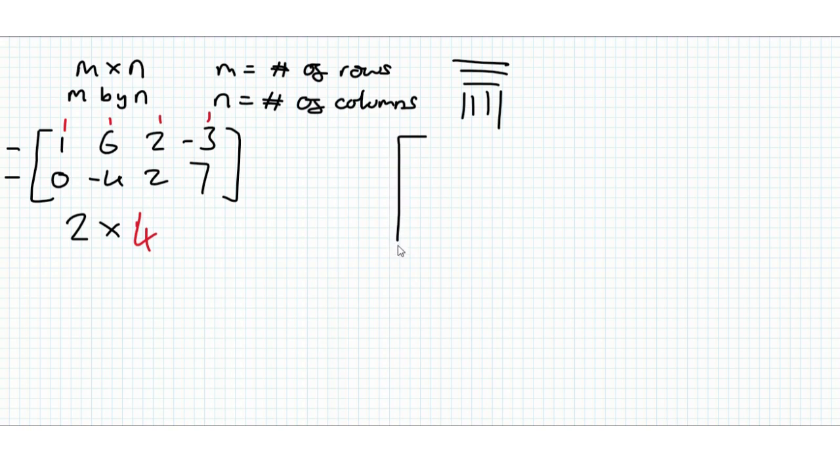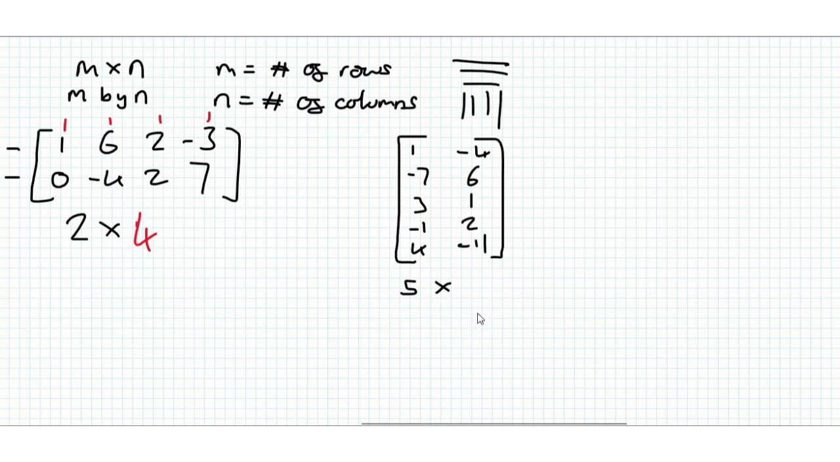Now we're going to look at another matrix. This one is going to have 1, minus 4, minus 7, 6, 3, 1, minus 1, 2, 4, and minus 11. And this matrix is 5 by 2. As you can see, we've got 2 columns, and 1, 2, 3, 4, 5 rows. Okay, so that's pretty simple.